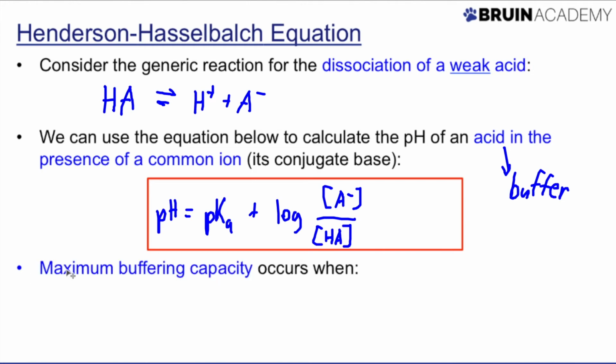Now, there is a thing called maximum buffering capacity. This is basically where the buffer is most effective and can most effectively resist changes in pH. Maximum buffering capacity occurs when the concentration of the conjugate base is equal to the concentration of the acid. So it occurs when the concentration of A minus is equal to the concentration of HA, right? And when this happens, these cancel out. So log of 1 is going to be 0, and pH is equal to pKa. So when these two things are true, you're at maximum buffering capacity.